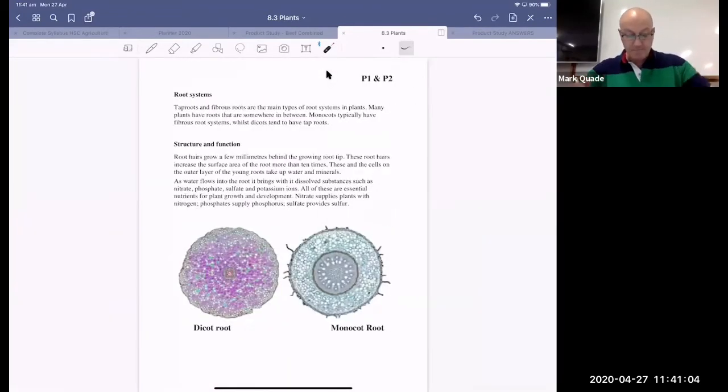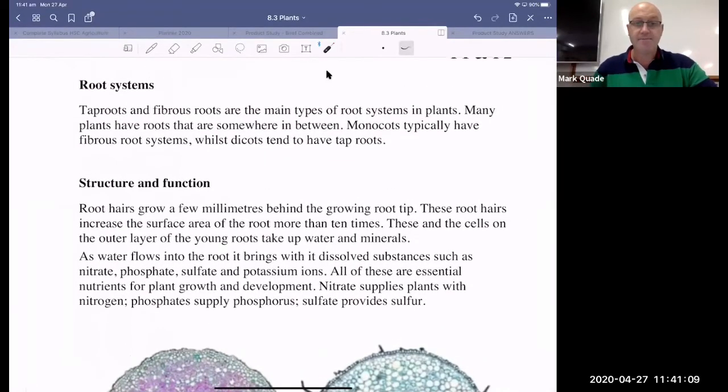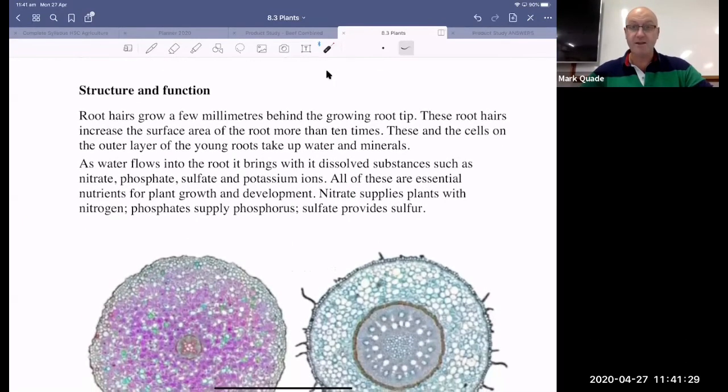So tap roots and fibrous roots, let's zoom in here. And many plants have roots that are somewhere in between. So if you go out into your backyard and you pull some roots, you usually can tell straight away because of the roots. Some are a little bit more difficult, but you will find with tap roots, there'll be one main root, okay? Remembering that monocots have a fibrous root, so grasses have a fibrous root system, dicots have a tap root.